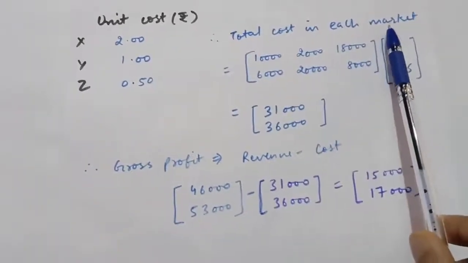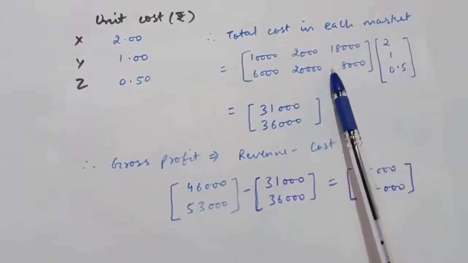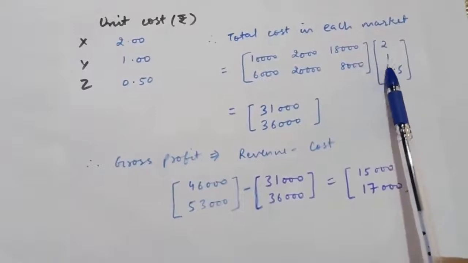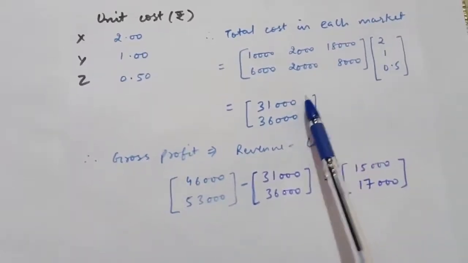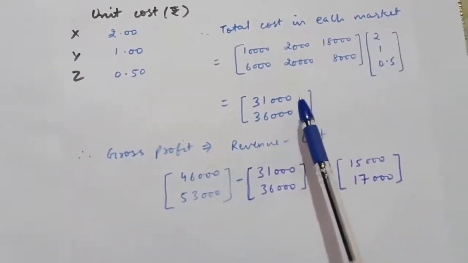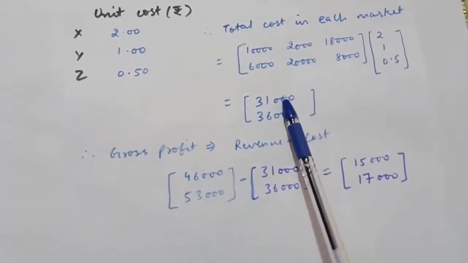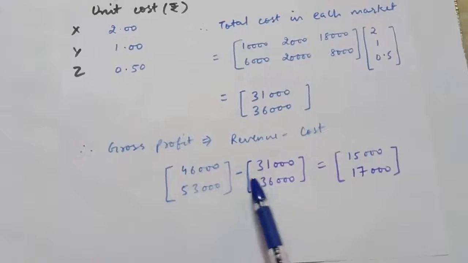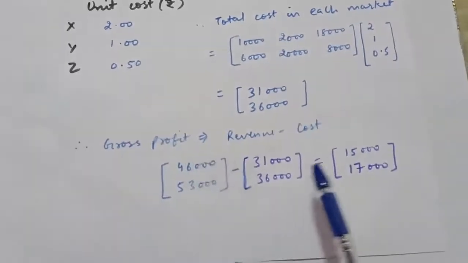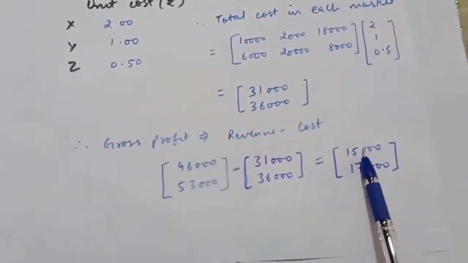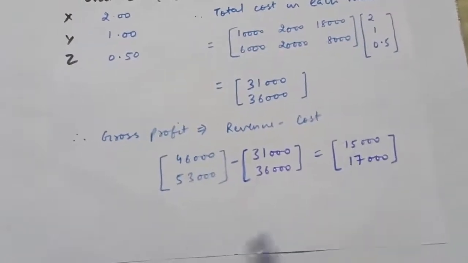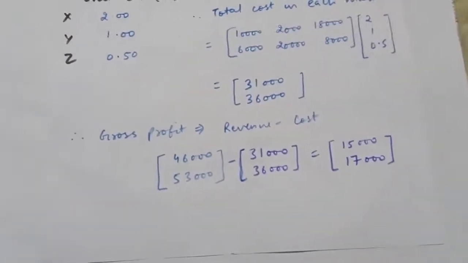So for the total cost, multiply this matrix with the matrix of the cost, right? So you will get 31,000 and 36,000. This is the cost in market 1 and this is in market 2. Subtract these two matrices to get the gross profit, which will be 15,000 in market 1 and 17,000 in second market, right?